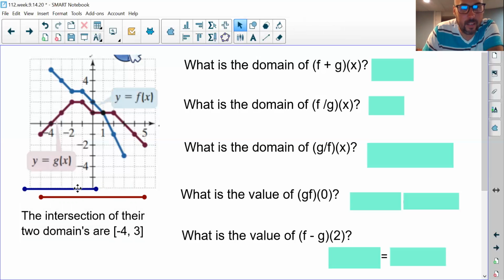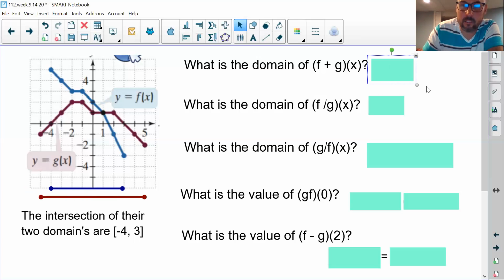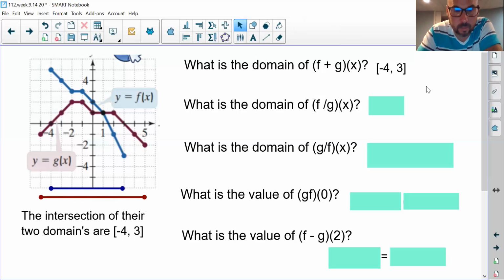And even if it was like this, like if the f happened to be way over here to the left, what domain do they both agree on? Wherever they intersect. So this x value all the way to this x value would be the domain. But as it is now, it's just from -4 to +3, just happens to be the same domain as f. So that's the answer of the domain of f plus g.